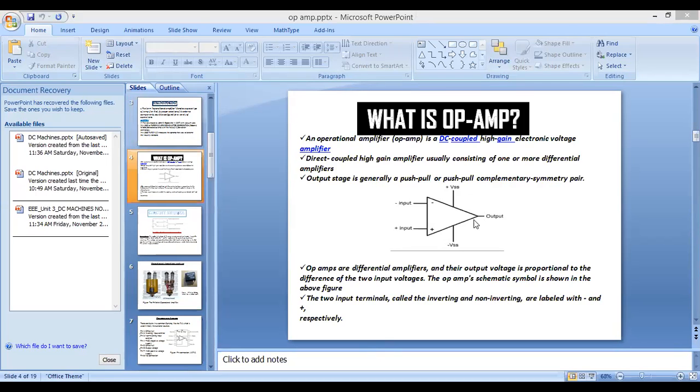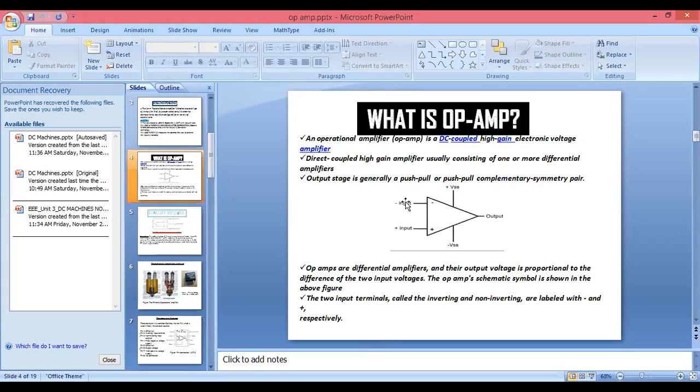Okay. So here what we can say about the negative input terminal, we can say that terminal is inverting. So whatever we give here will be inverted at the output. And if we say op-amp is a differential amplifier, at that time output voltage will depend on the difference between the input terminal voltages. So we can say op-amp is a differential amplifier when its output voltage is proportional to the difference between input voltages. And the schematic symbol for the op-amp is shown above.